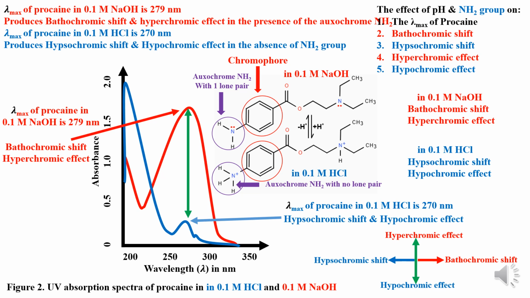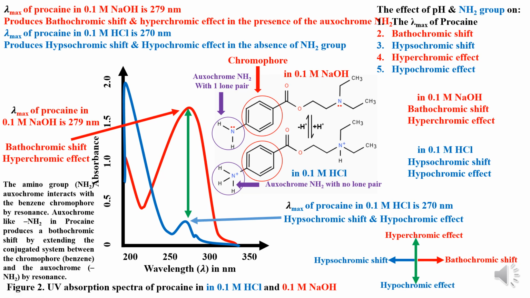So you must not take it literally. Absence of NH2 group means that after protonation the amino group no longer functions as an auxochrome. And the auxochrome under basic condition interacts with the benzene chromophore. It releases electrons into the benzene ring by resonance, leading to extension of conjugation.